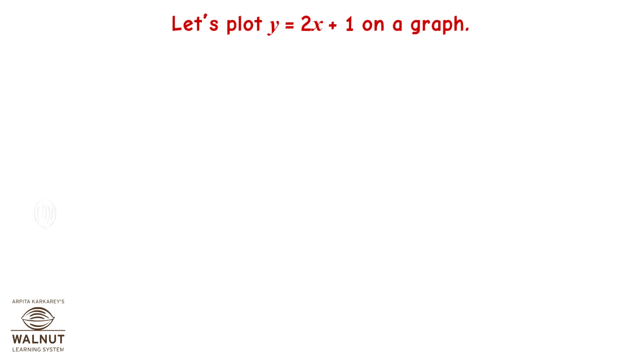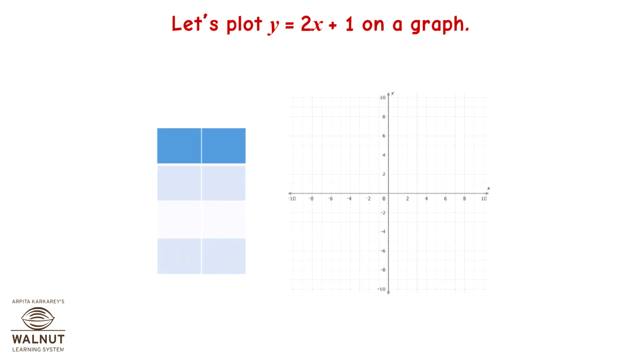Let's plot y is equal to 2x plus 1 on a graph. So, we make our table with x and y variables. If x is equal to 1, y is equal to 2 times 1 plus 1, so y is equal to 3. So, we plot the point. If x is equal to 2, y is equal to 2 times 2 plus 1, so y is equal to 5. So we plot the point.